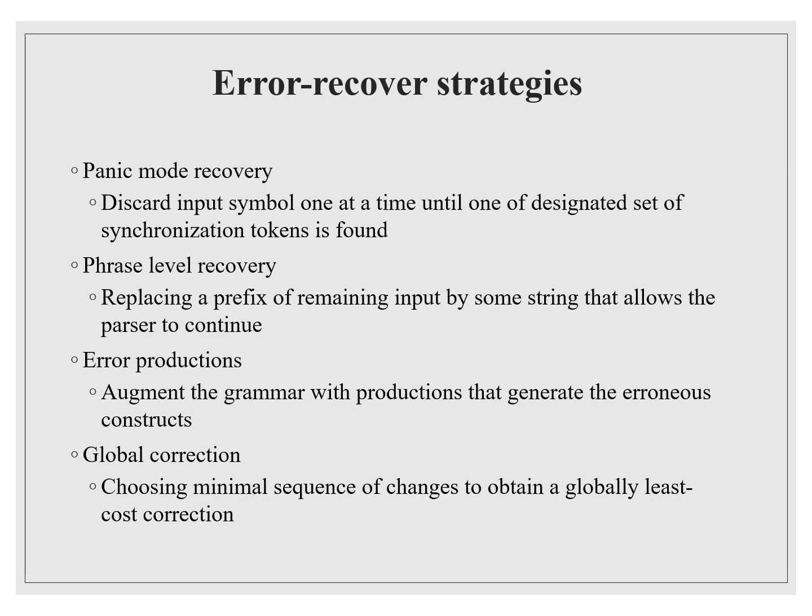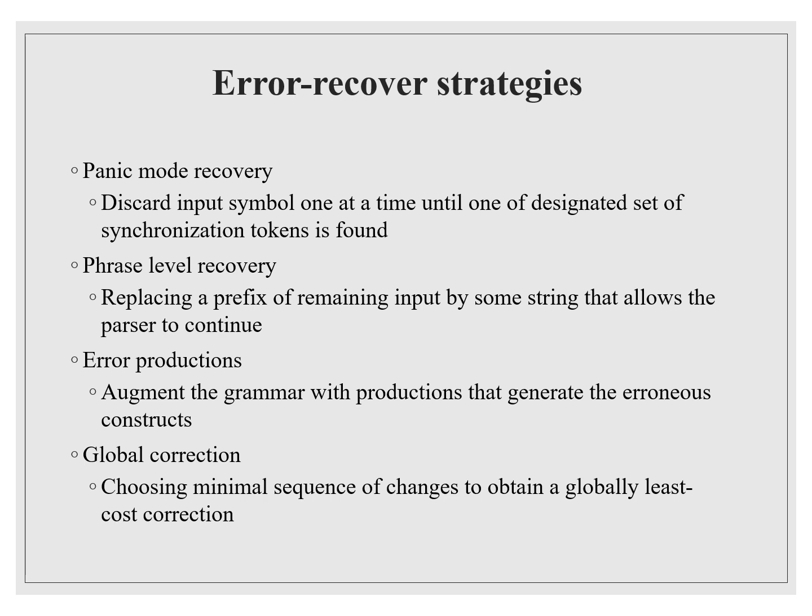The second is phrase level recovery. On discovering an error, a parser may perform local correction on the remaining input. That is, it may replace a prefix of the remaining input by some string that allows the parser to continue. Phrase level replacement has been used in several error repairing compilers as it can correct any input string. A typical local correction is to replace a comma by a semicolon, or delete an extraneous semicolon, or insert a missing semicolon.